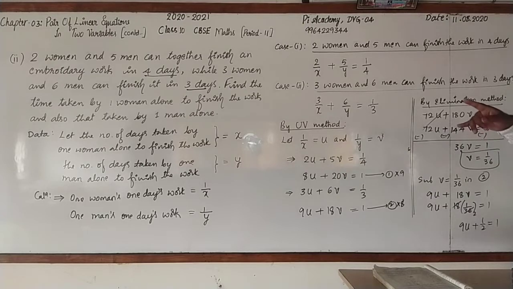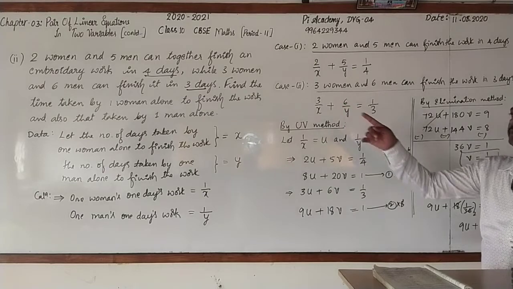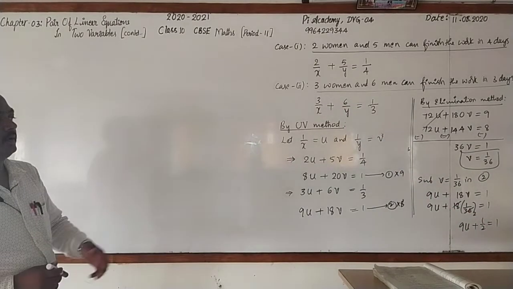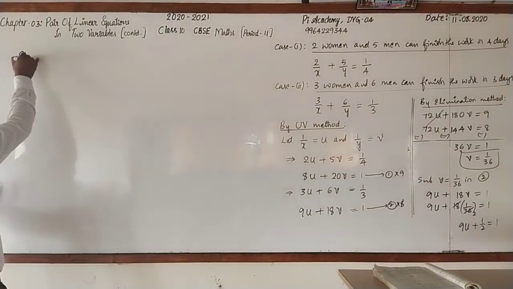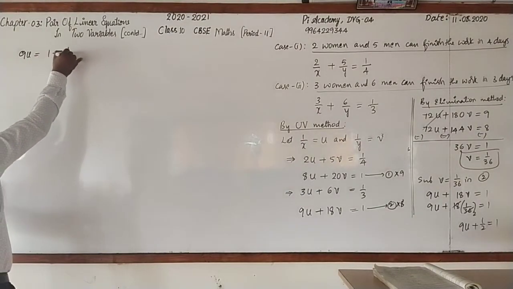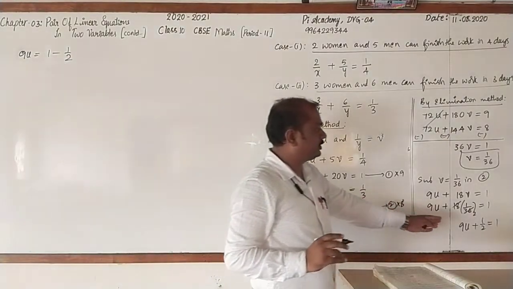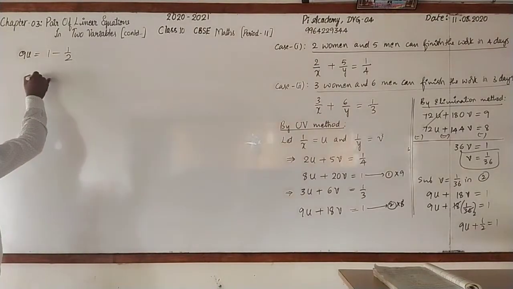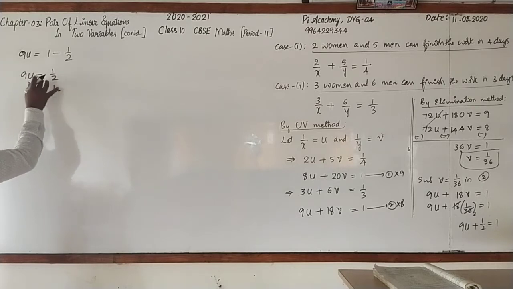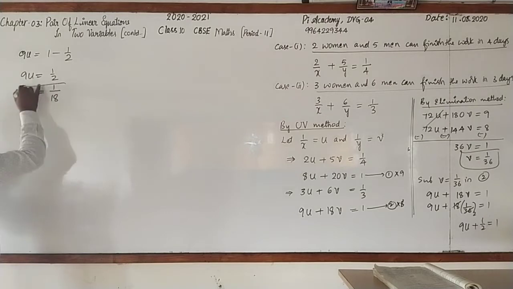So, I'll go for writing this. Hope that you might have copied. If not, you just copy from there to here. Let's continue. 9U is equal to 1 minus 1 by 2. See, 1 by 2 is transferred to right hand side. 1 minus half is half only. It is 9U. You want U. U is 1 by 2 into 9. 9 2s are 18. We got both U and V values.